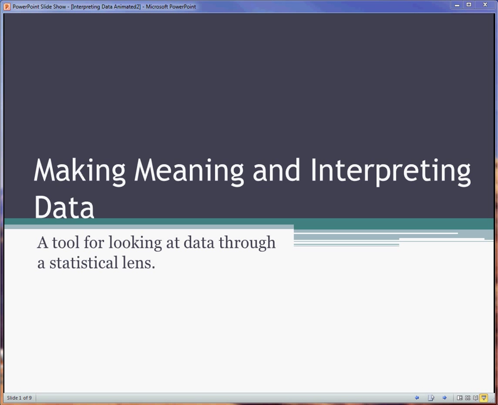Today we are talking about making meaning and interpreting data. As we begin to look at data this year, it will be important to have a basic understanding of some statistical terms and how they apply to educational data.